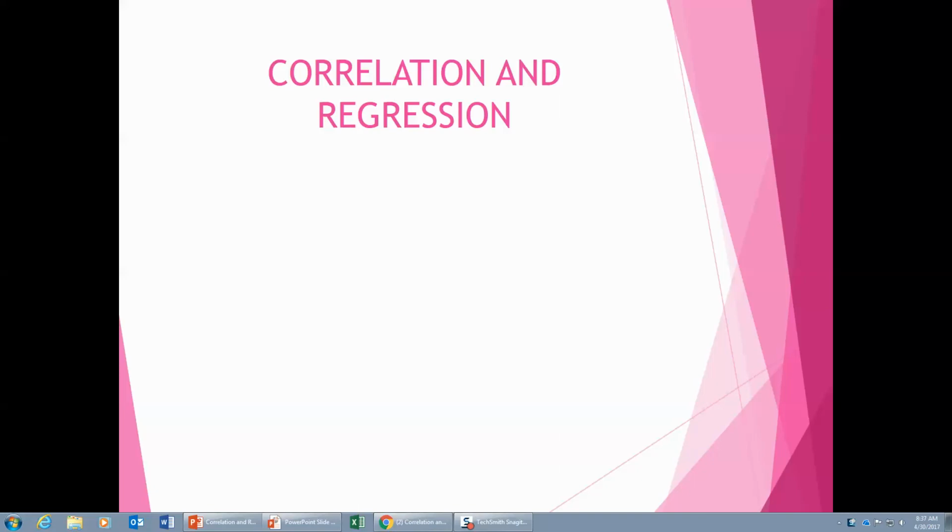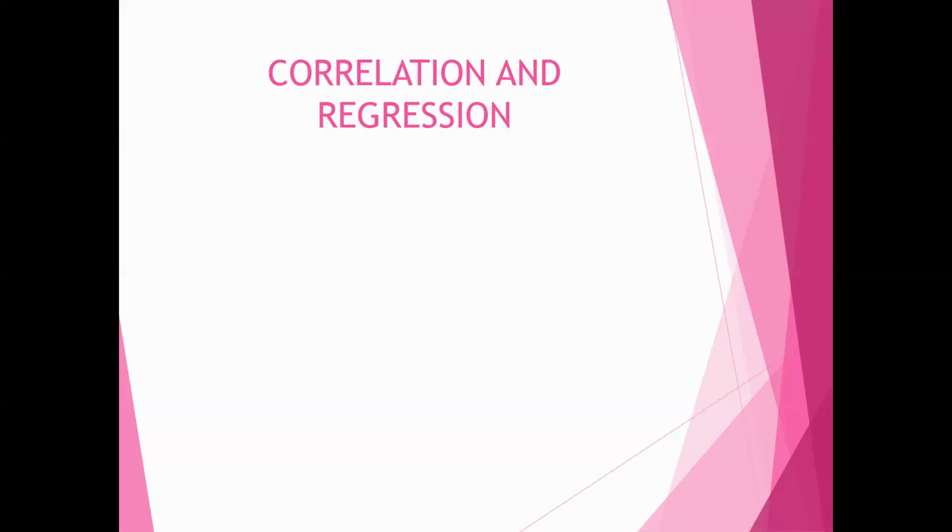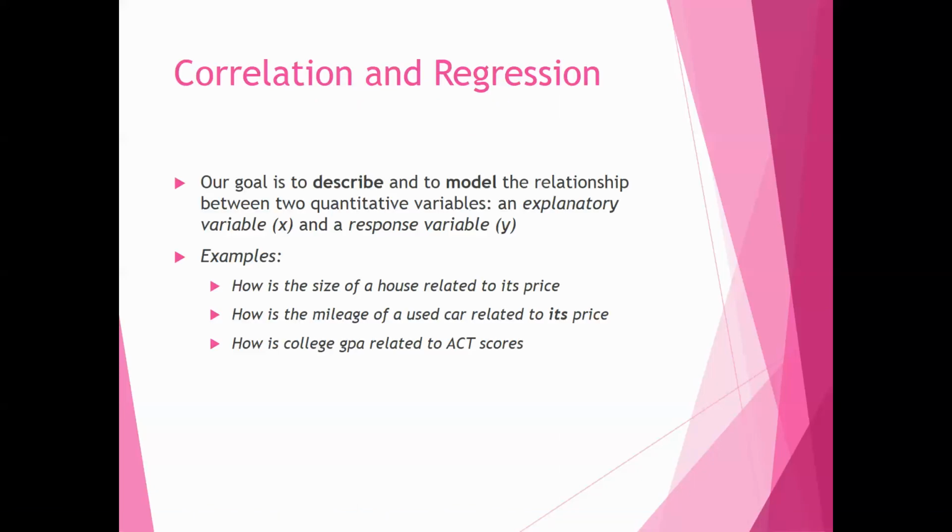In this screencast, we're going to talk about correlation and regression. So the purpose of correlation and regression is to show the relationship between two quantitative variables, one called an explanatory variable, which we usually use the variable x for, and a response variable y. And the idea is that the explanatory variable explains or predicts the response.